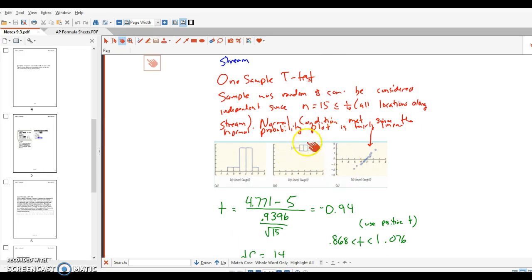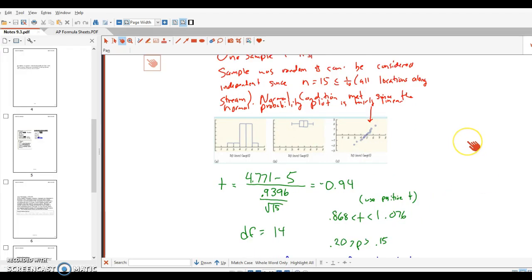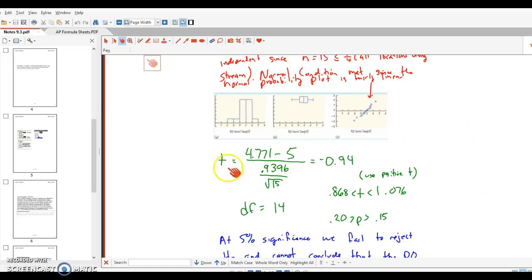Okay, so once again, box and whisker plot, probably the worst choice. Histogram or normal probability plot would be acceptable. Okay, so here is my calculation for the t-statistic. So the sample average minus the population average that I believe is true. Notice the sample average and the sample standard deviation I can get from 1-Var Stats, over the square root of the sample size. I get negative 0.94. I'm going to use the positive version of that. One's going to have 14 degrees of freedom just by coincidence.